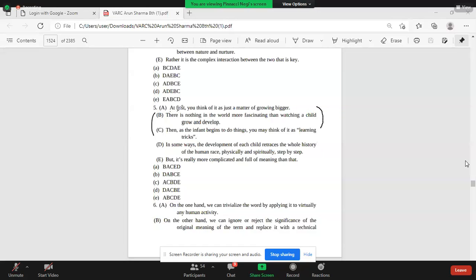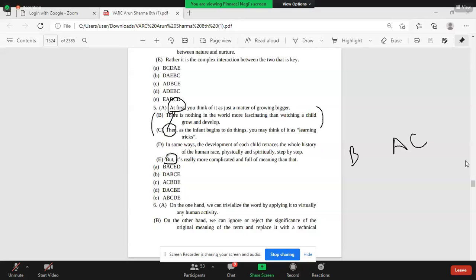अब देखिए इसका mandatory pair ढूंढिए, because at first है, ये clearly mandatory pair बन सकता है. तो आप देखेंगे कि at first and then कुछ mandatory sequence बन रहा है, logical sequence. First you say like at first something then something, right. So at first you think of it is just a matter of growing bigger. अभी आप B से start कर रहे हैं और A और C आपको mandatory pair लग रहा है. Then as the infant begins to do things, you may think of it as learning tricks, right? So A and C clearly आपका mandatory pair है.